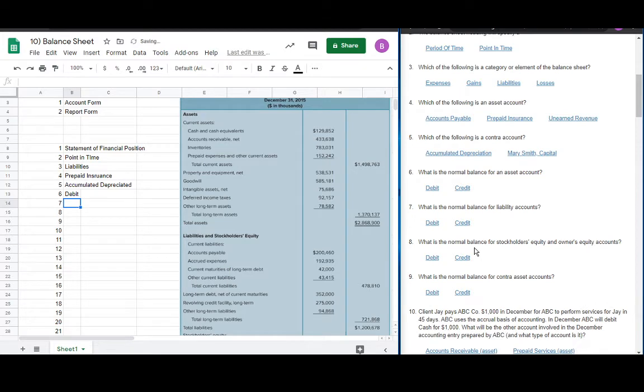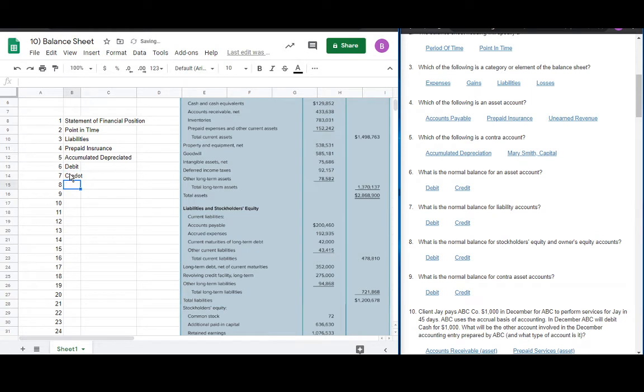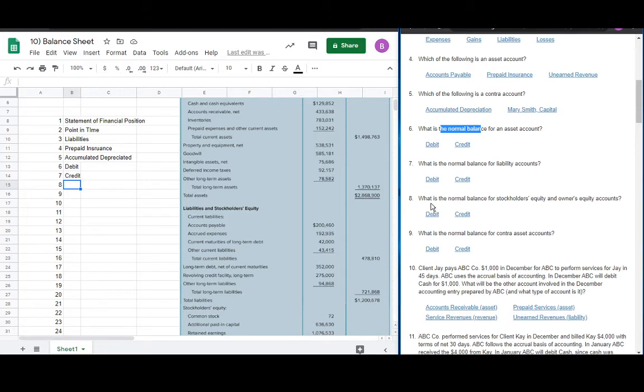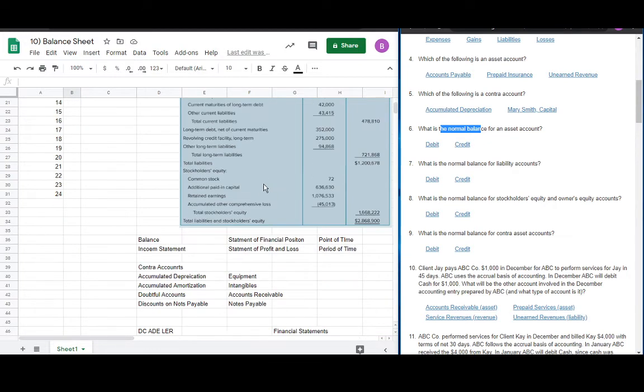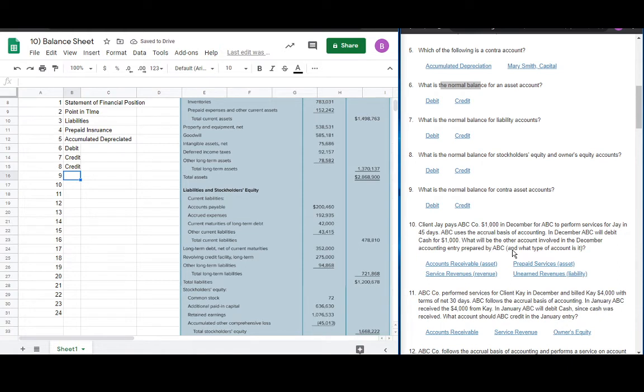Number 7, what is the normal balance of a liability account? It is a credit. What we mean by normal balance is, kapag lumaki yung asset, o kapag asset is going in the company, diba? Ito yung normal balance nun, or in other words, the balance that would increase it. Number 8, let's continue. What is the normal balance of the stockholders' equity account? It is a credit. And credit, it means right side. Number 9, what is the normal balance of a contra asset account? It is a credit. And take note of the word contra, the opposite.